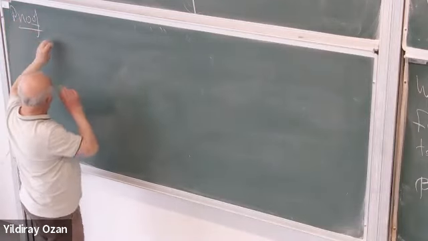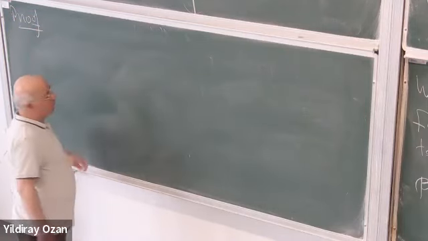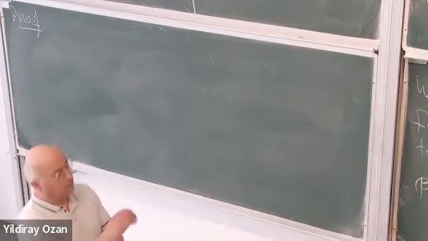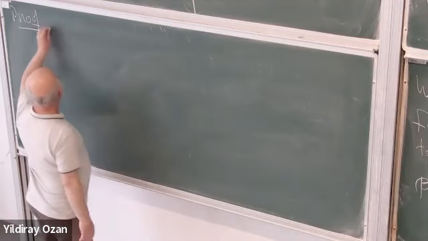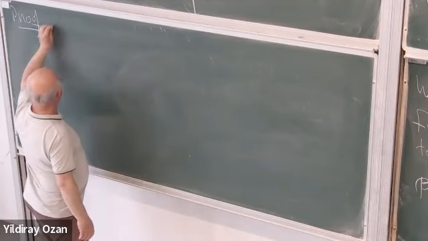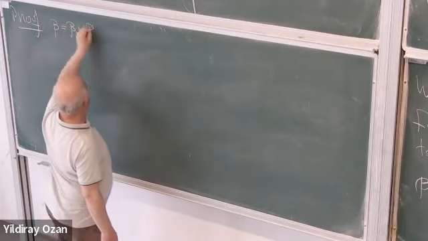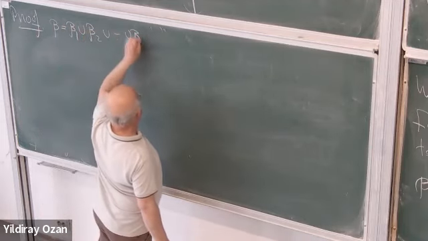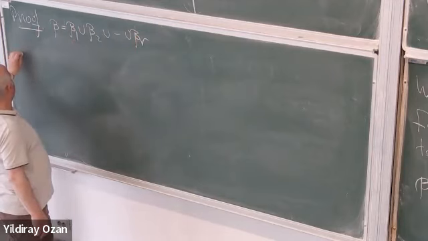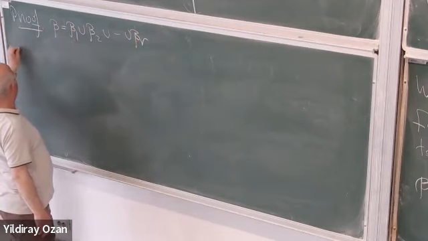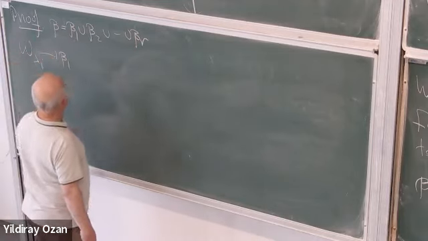First, let's see why this is a basis. Beta 1, beta 2, up to beta r. This beta 1 is a basis for W lambda 1, so it has basis vectors v1.